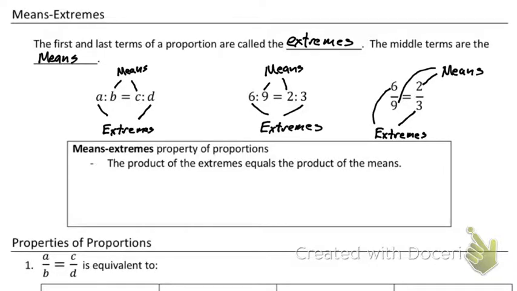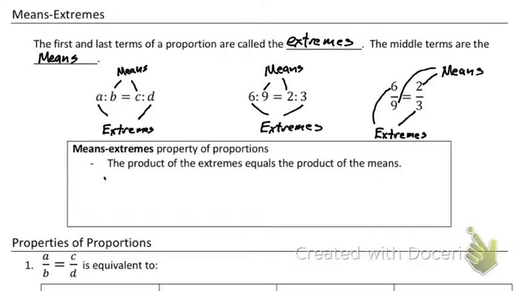So that 6 leads us off. 6 over 9 equals 2 over 3. That 3 ends it. So 6 and 3 are our extremes, and 2 and 9 are our means. All right, means, extremes, property of proportions. The product of the extremes equals the product of the means.